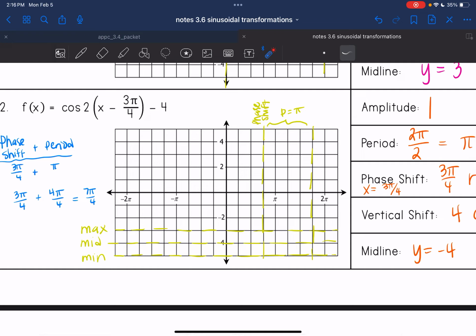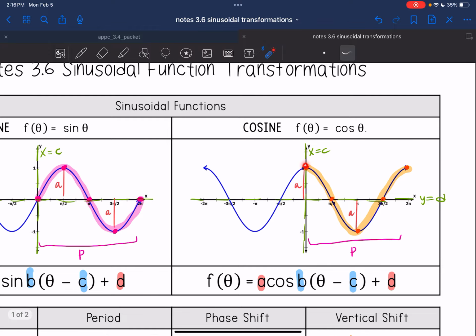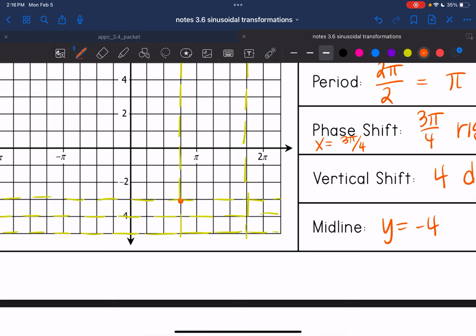Okay, so now you have a little rectangle here at the bottom. We need to fit an entire cycle of cosine into that rectangle. So cosine has different critical points than sine does. So for cosine, you need to start at a max and end at a max. Okay, so let's do that here. Start at a max, end at a max. Right in the middle, you have a min. And in between those extrema, you hit the midline. So this looks like this so far.